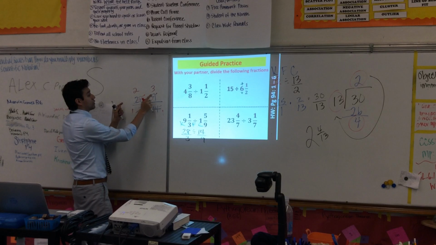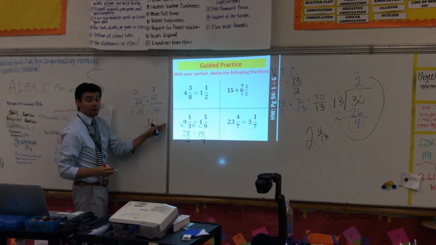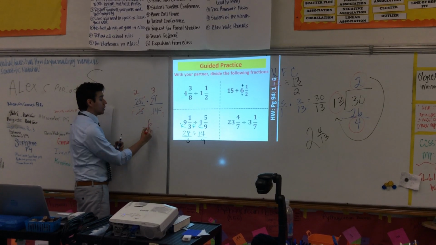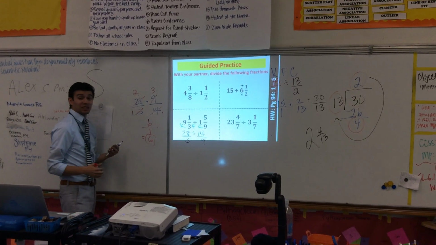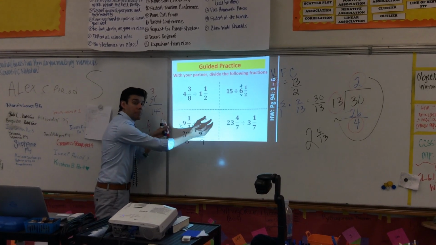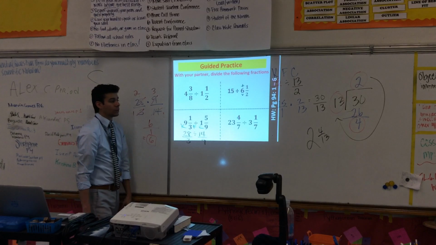Now we multiply numerator times numerator. 2 times 3 is 6. Denominator times denominator, 1 times 1 is 1. So the answer is 6 over 1, which honestly is just 6. Can you believe that? This beast, this monster, became a little tiny number, okay?